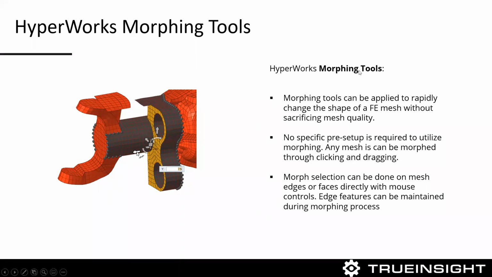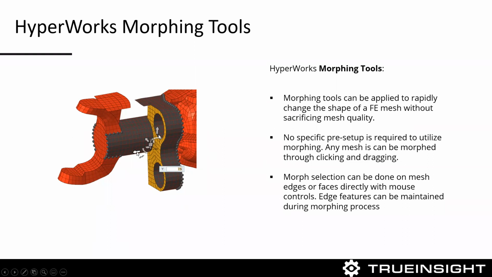The good thing about HyperWorks morphing tools, you don't have to do anything different. Once you mesh it, you can utilize any of the morphing tools. The morphing tools also are going to try and maintain your mesh quality and shape. So it's not going to just distort your systems unless you are applying really crazy morphing. It's going to do a good job of maintaining that quality.